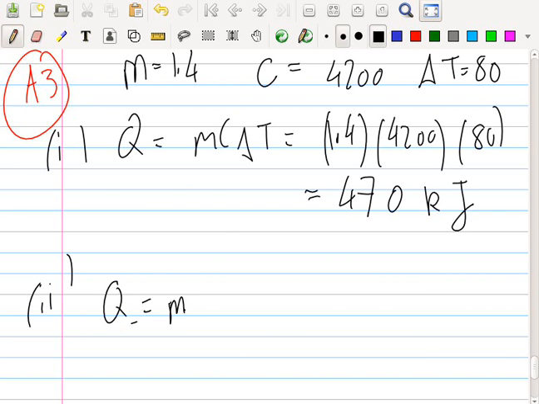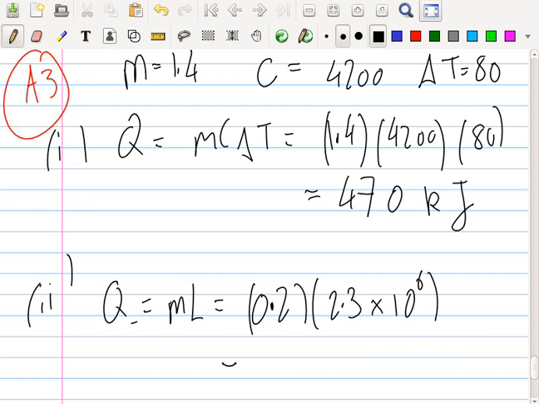Now what's the m here? He just wants 0.2. And what's the L? It's 2.3 megajoules, so that's times 10 to the 6. Alright, so what's that then going to be? 460,000.